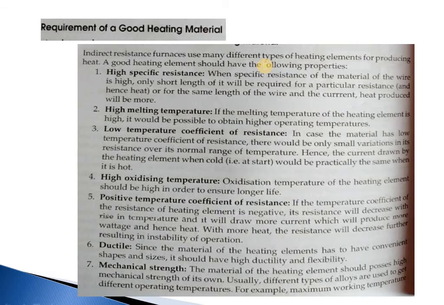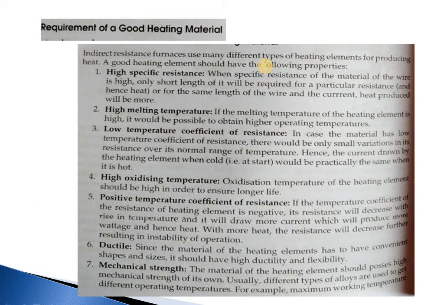Now, requirement of good heating material. Why do we need good heating material? Indirect resistance furnaces use many different types of heating elements for producing heat. A good heating element should have the following properties. First of all, high specific resistance.